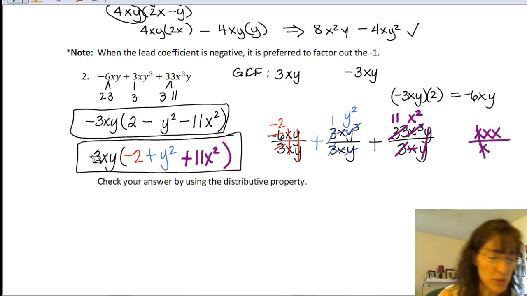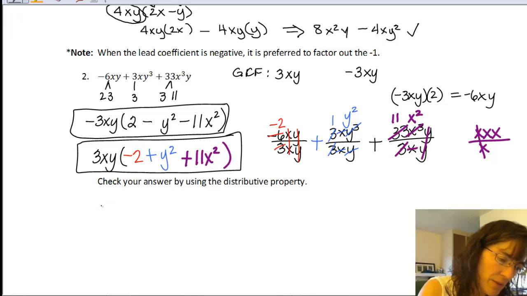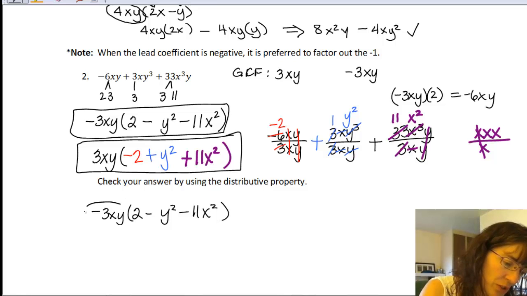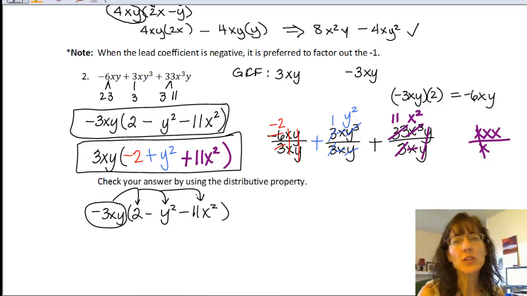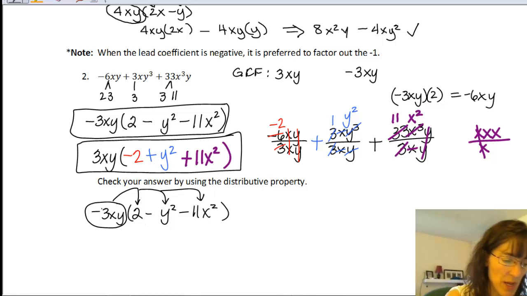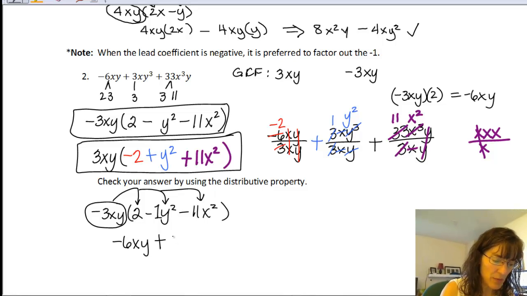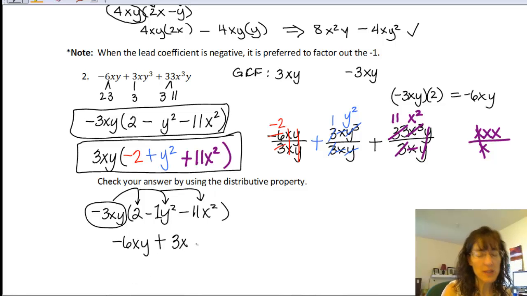Check your answer using the distributive property. So if I have negative 3xy times the quantity 2 minus y squared minus 11x squared, and I want to check it, I'm distributing this negative 3xy inside the parentheses, so each term is going to get multiplied by that 3xy. So I have negative 3 times 2, so negative 6, and then I have xy, and then I have negative times negative for the next term, so that's going to become a positive. Negative 3 times, there's an implied 1 right here, so that'll be a positive 3.